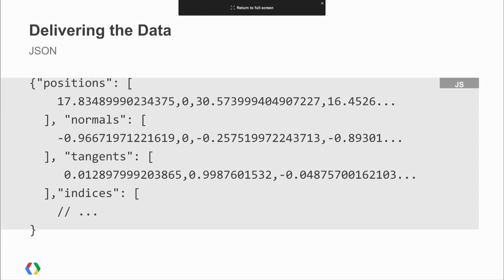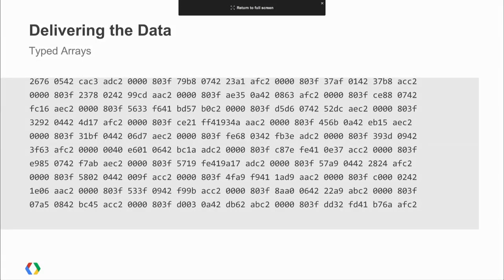A 64-bit floating point has like 14 decimal places of precision, and so you want that, but you start wasting space. Gzip does help. Don't let me make it sound too bad, but you do end up paying the price. So all of which is to say the most wonderful thing is typed arrays.